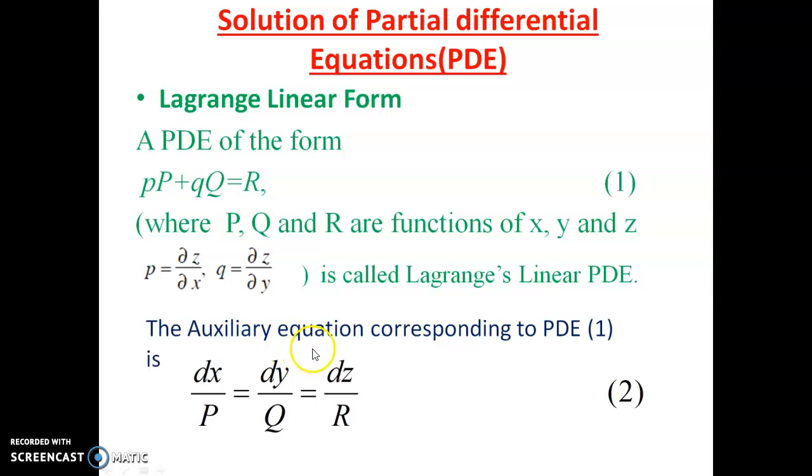Now the auxiliary equation corresponding to partial differential equation 1 can be written in this way: dx by P equal to dy by Q equal to dz by R, where P is this P, Q is this Q and R is this R. So this equation 2 is the most important part in the solution of this type of differential equation, that is the Lagrange's linear form.